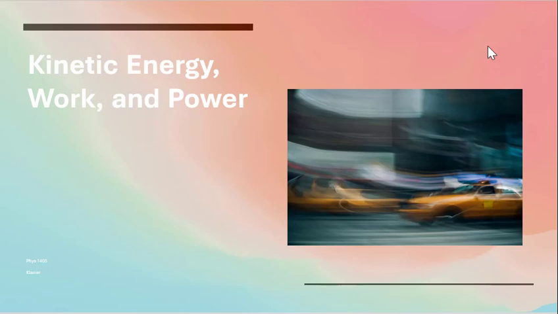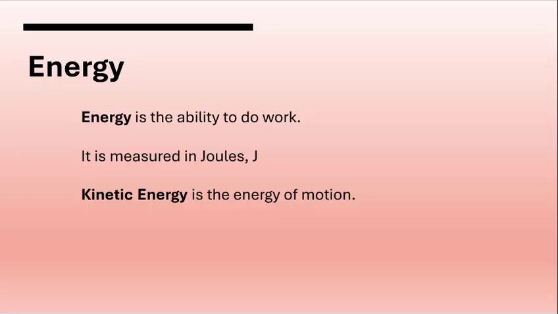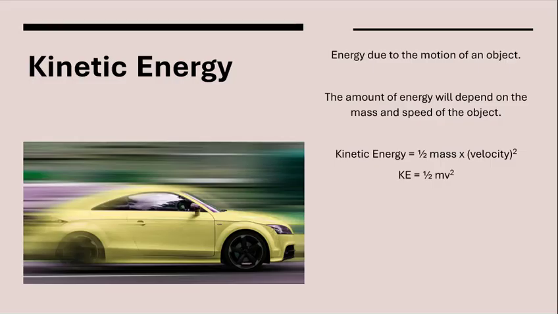So we're going to talk about kinetic energy and work and power and how they're all related. We've talked about it before. Energy is the ability to do work. It's measured in joules, and the specific type of energy, kinetic energy, is the energy of motion. So it's due to the motion of the object, and the amount of energy will depend on the mass and the speed of the object.